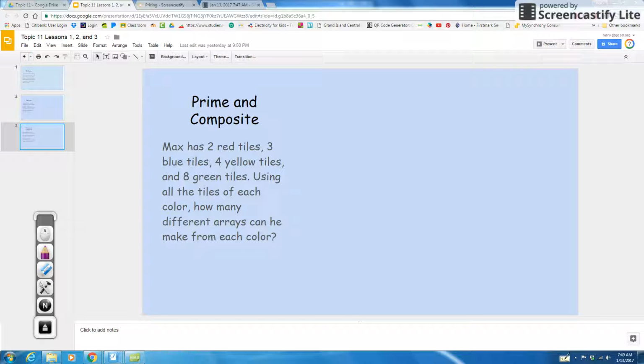Okay, so when we look at our word problem here to get us started, it says Max has 2 red tiles, 3 blue tiles, 4 yellow tiles, and 8 green tiles. They want to know, using all of the tiles of each color, how many different arrays can he make from each color? So I'm going to do red here. I'm going to split this up. We have 4 different colors, so I'm going to make a little 4 square here for a minute.